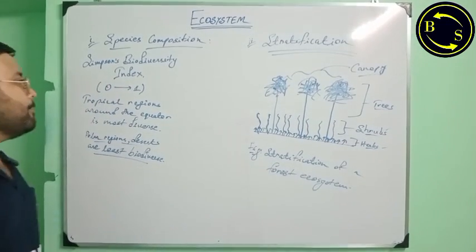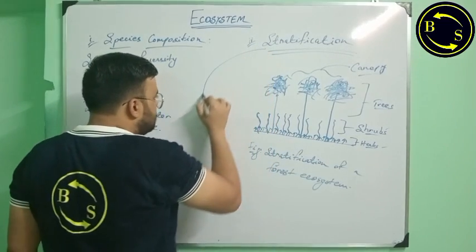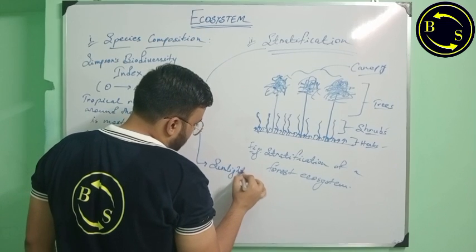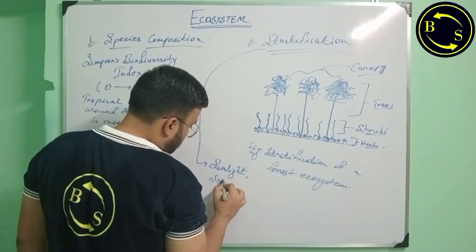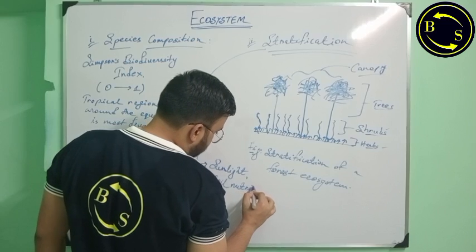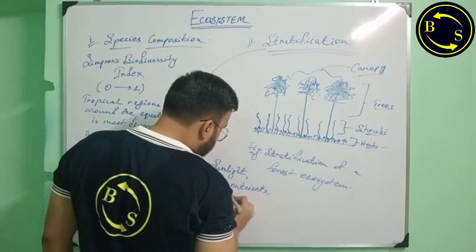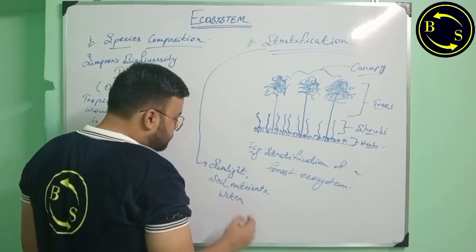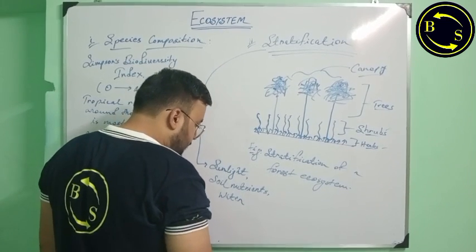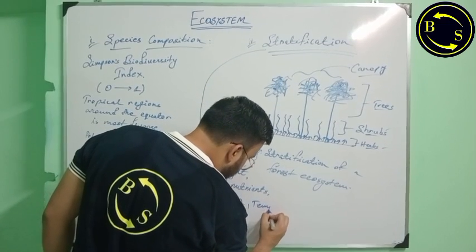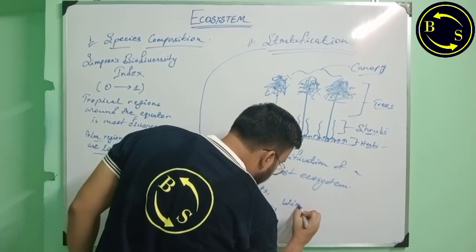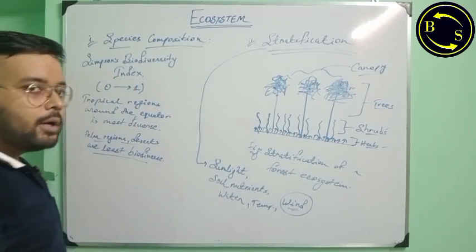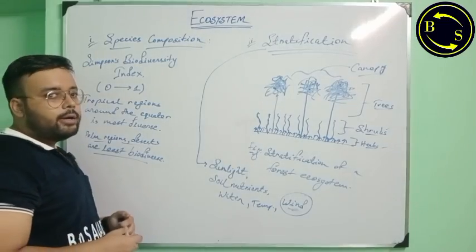Now stratification mainly depends on sunlight, soil nutrients, water in aquatic ecosystem, water and temperature as well, and also wind. Why wind? Because wind is an important pollinating agent. Wind is an important pollinating agent.